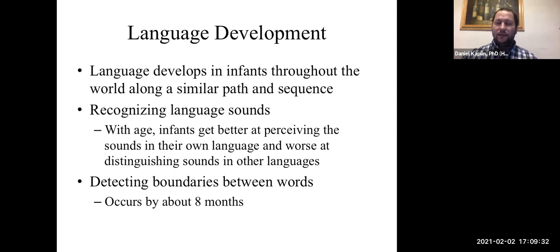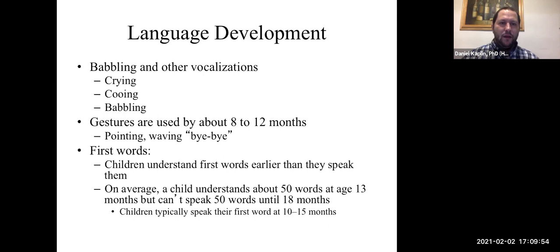And sounds turn into jargon, expressive jargon, where you're babbling and cooing. Actually, cooing is pure vowel sounds. Babbling is a vowel with a consonant. And then eventually you say your first word. It happens in a sequence. Now, we talked about cooing and babbling already, but you could also use gestures. So pointing is a nonverbal gesture to communicate, I want that, right?